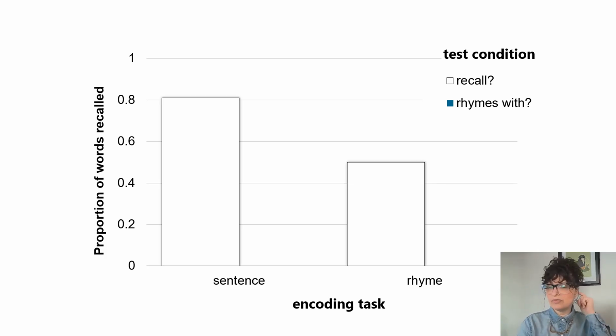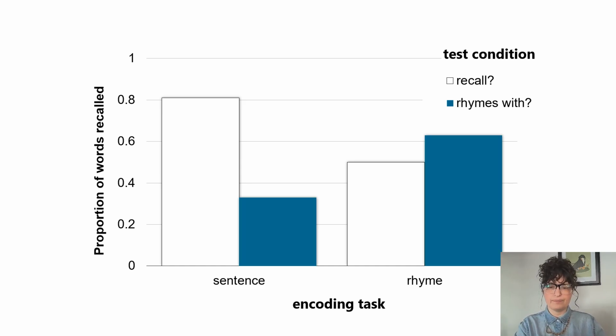So first of all, if we're looking at the recall only, this is basically a reproduction of the levels of processing task, and you can see that the sentence task, where you're asking the participants to think about the semantics, produces better recall. Makes sense. That's what we would predict. But what's interesting is what happens when the test condition is, does this word rhyme with any of the target words that you've seen?